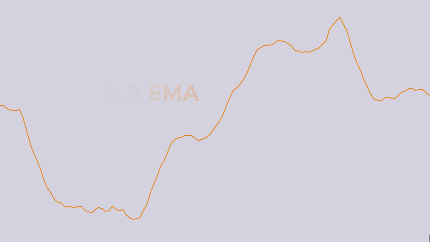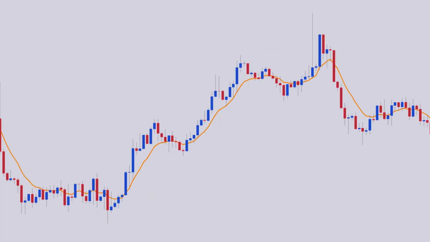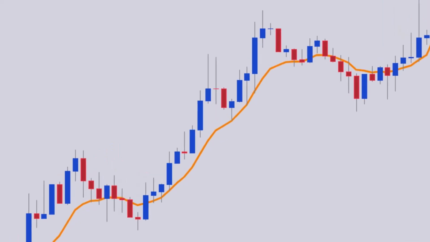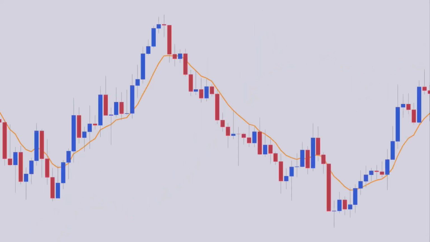Now let's talk about a secret weapon that can seriously boost your trading success, the 200 exponential moving average. The 200 EMA is a very powerful and widely used trend filter that can dramatically increase your winning percentage regardless of what strategy you're using. The rule is simple. If the current price action is above the 200 EMA, you should only consider long or buy positions. If the price is below the 200 EMA, you should only look for shorts or sell positions.